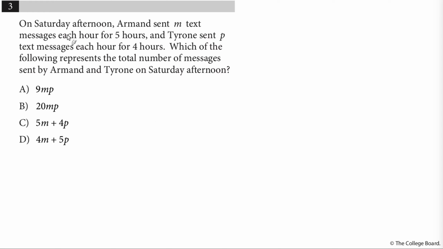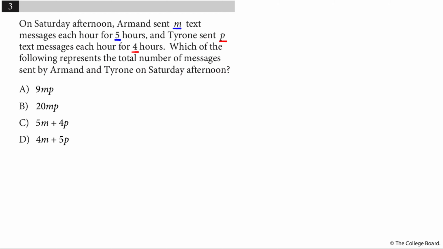Okay, on Sunday afternoon, Armand sent M text messages each hour for 5 hours. Tyrone sent P text messages each hour for 4 hours. Which of the following represents the number of messages sent by Armand and Tyrone on Saturday afternoon? So we have two people here. We have Armand sending M texts per hour for 5 hours, and Tyrone sending P text messages per hour for 4 hours.